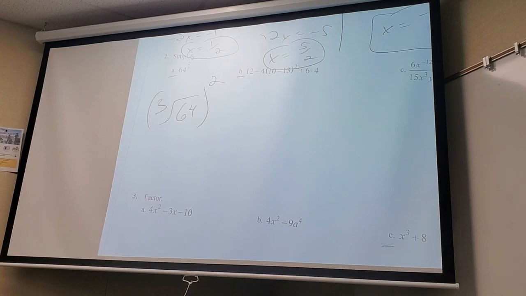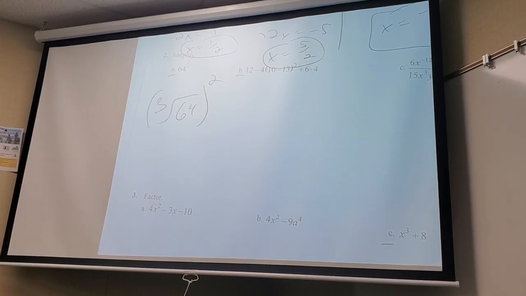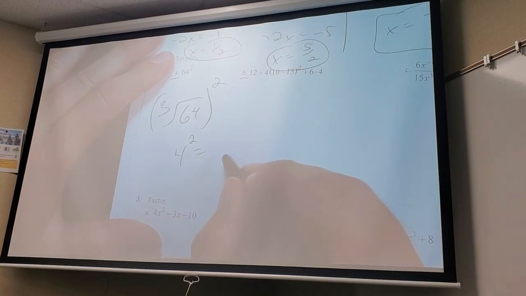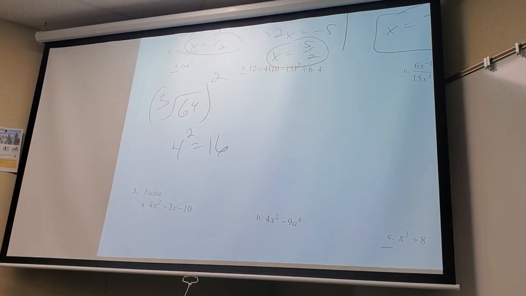Anybody know what the cube root of 64 is? Good. Square root is 8. Cube root is 4. 4 times 4 times 4 is 64. So cube root of 64 is 4. What's 4 squared? 16.